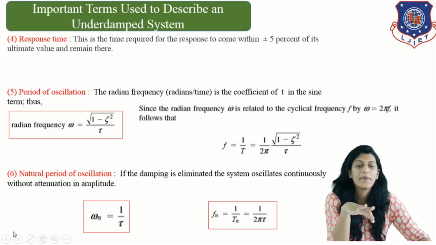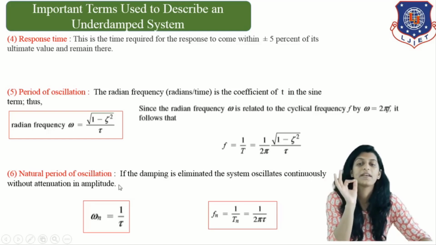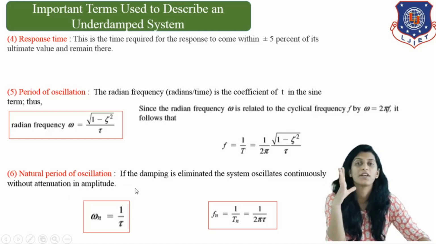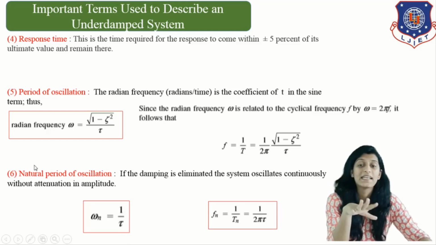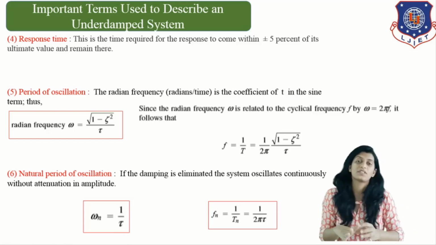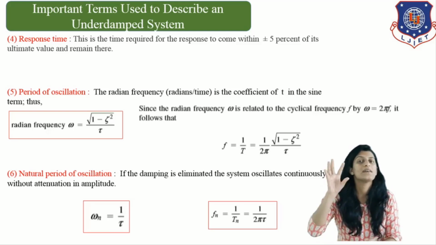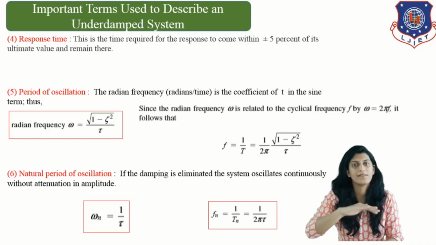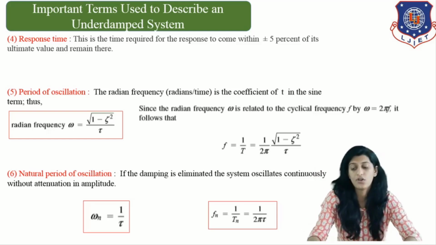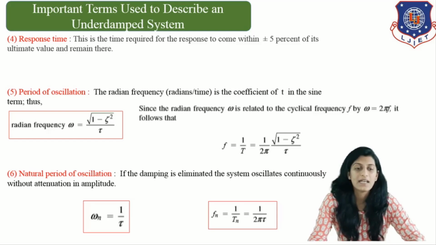So, what do we mean by the term natural period of oscillation? The term natural period of oscillation can be represented as omega n equals to 1 by tau, because in case of natural period of oscillation we assume that there is no damping factor. That is why zeta, which is a damping factor, is removed from natural period of oscillation. So, these are the 6 important terms which are used to describe any underdamped system.